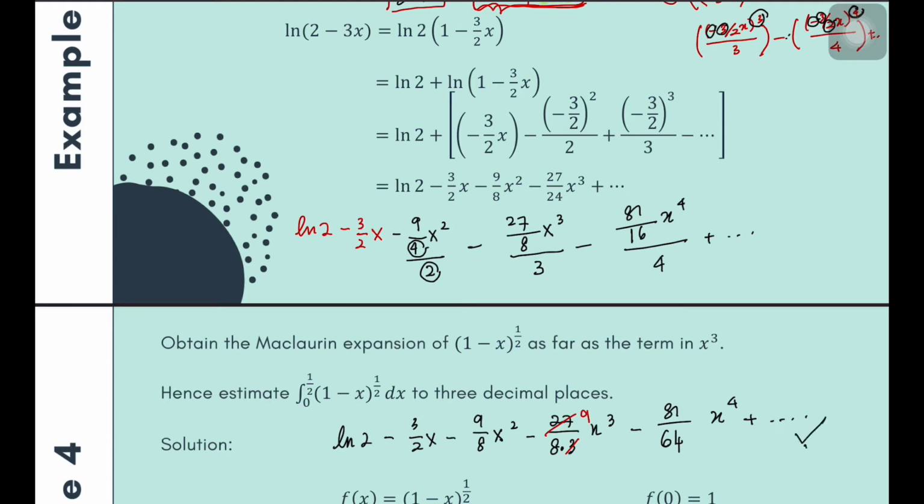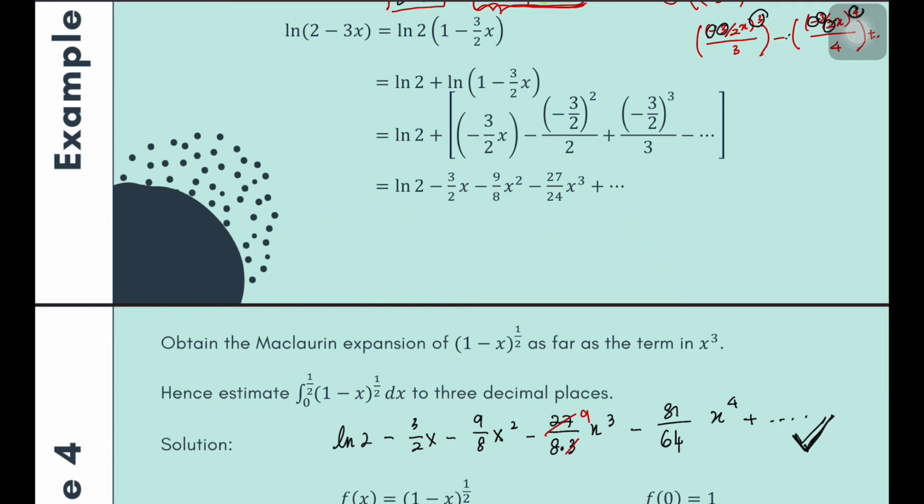Okay, so this is the expansion for this function. So kalau awak tengok sama je lah dekat sini, cuma yang ini dibuat sampai x kuasa 3. So awak boleh buat sampai x kuasa 4. Okay, ln 2. So this one is ln 2, minus 3 over 2x, minus 9 over 8x square, and we also have minus 9 over 8x cube.